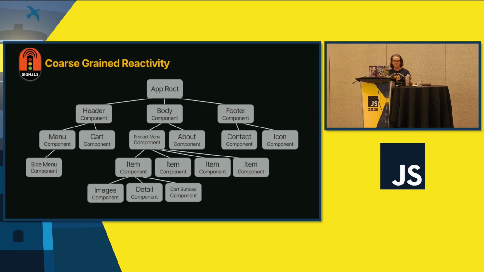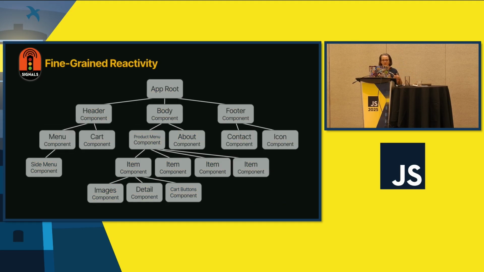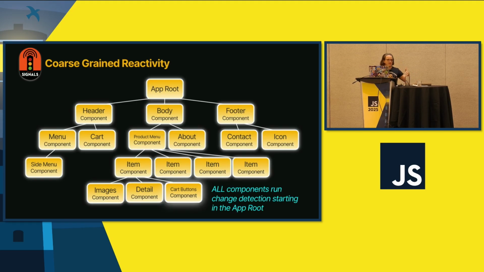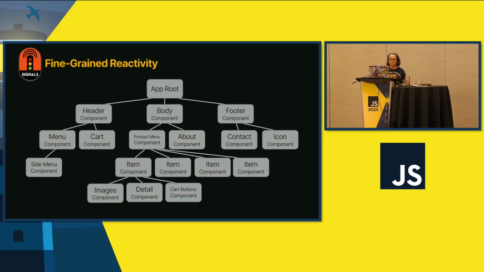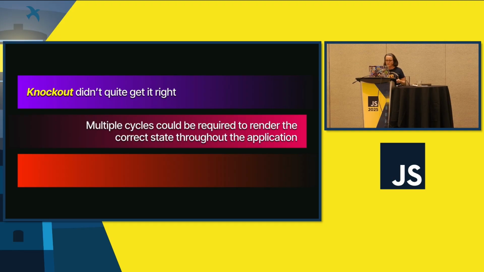So coarse-grained reactivity is what React or Angular does out of the box. Something happens, the entire system runs to see if anything changed, and then it changes the affected nodes, right? In fine-grained reactivity, something happens, and only the affected nodes do work, right? So we want to get to where we're only doing the work on the affected nodes instead of running the whole system again. Knockout didn't quite get it right.